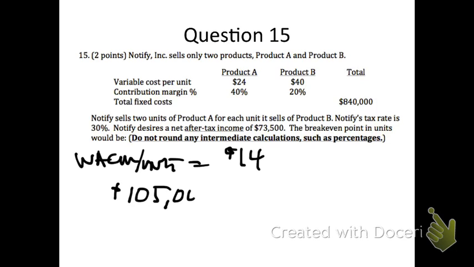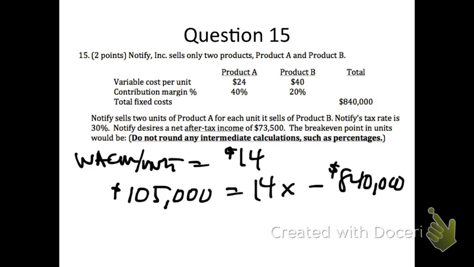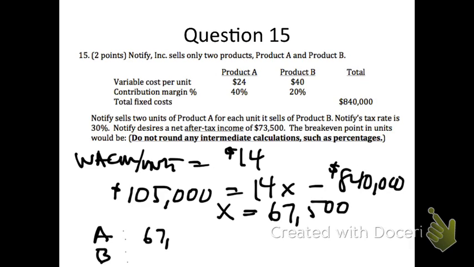So again, I use our desired before-tax income equal to $14 times the number of units minus 840,000. So the total number of units using the weighted average contribution margin per unit is 67,500. So how do I break that apart between product A and product B? 67,500 units.